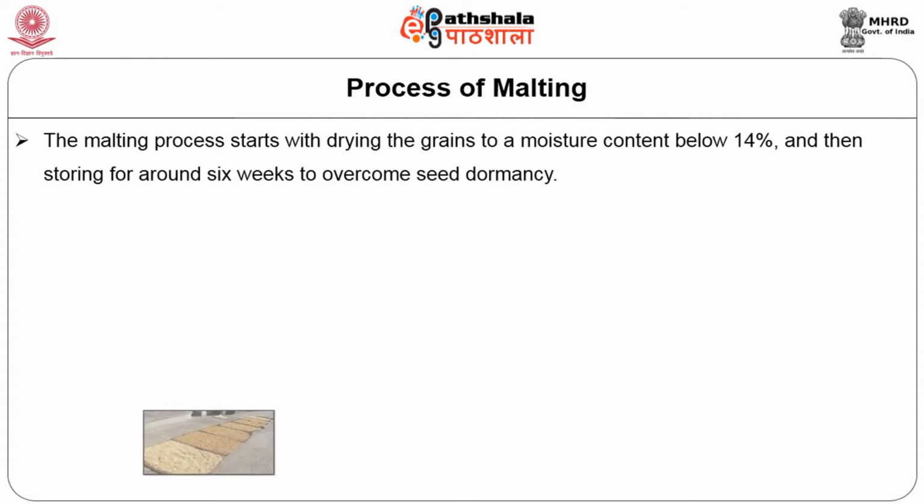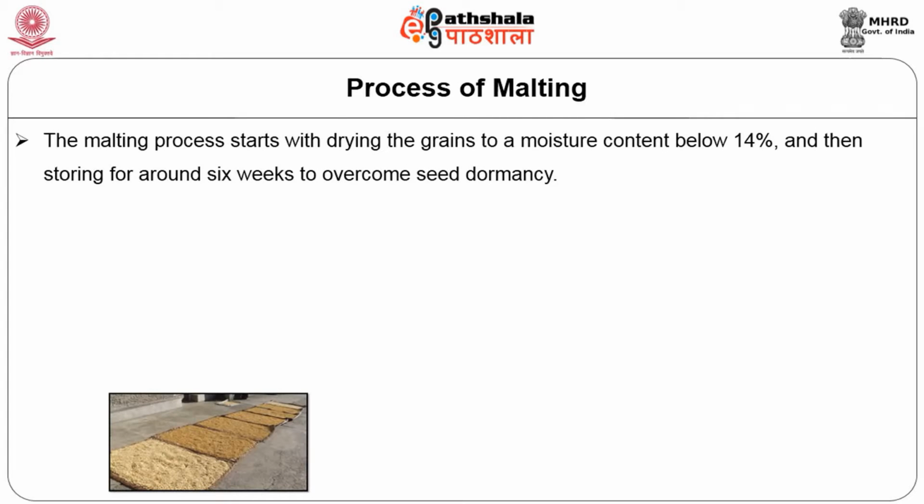The malting process starts with the drying of the grains to a moisture content below 14% and then storing for around 6 weeks to overcome the seed dormancy. What is seed dormancy? You see, every seed does not start to grow. Does the rice you keep in your house grow? No. But sometimes you might find the onion you buy and keep, you do not use the small onion, that starts to grow. Why?